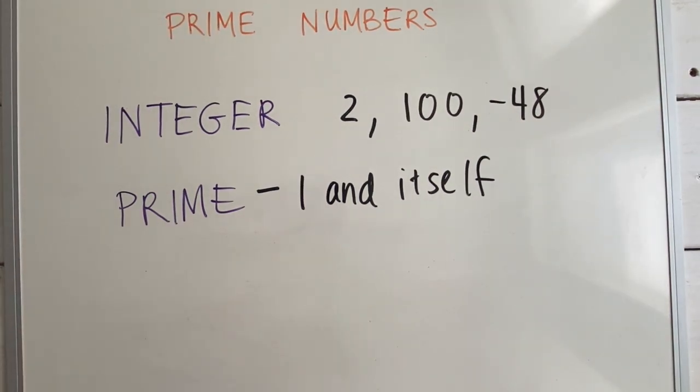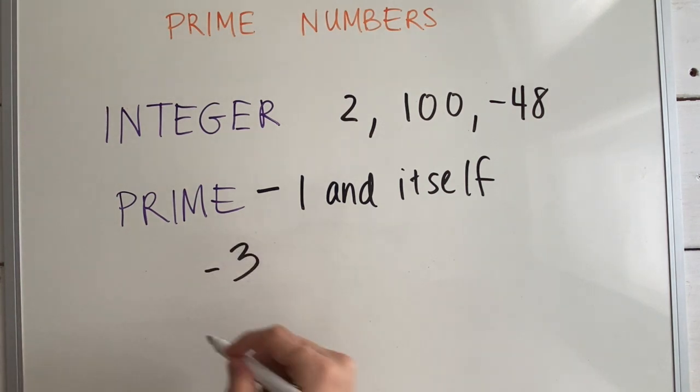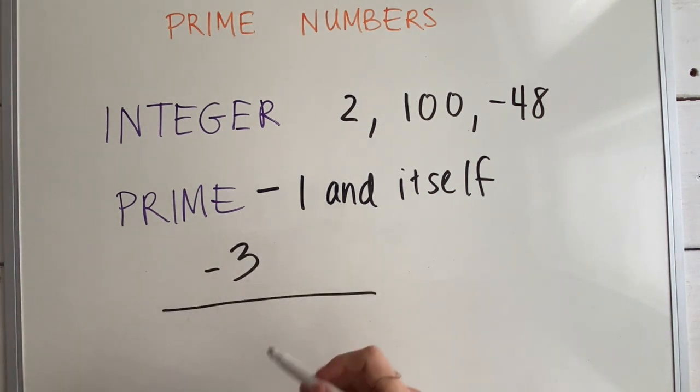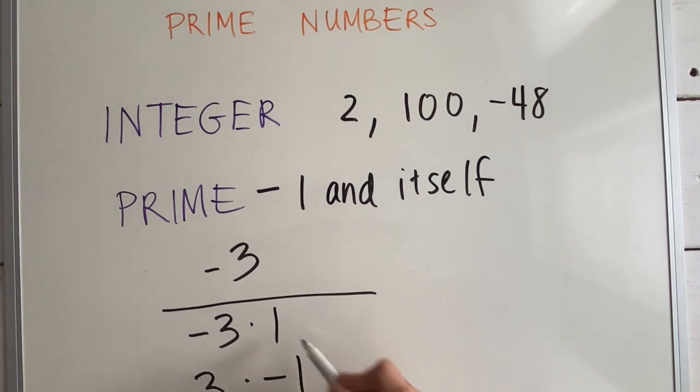Let's also take a look at a negative number to understand why negative numbers are not prime. If we take the number negative 3, when we think about possible factors of negative 3, we get negative 3 times 1 or 3 times negative 1. So right there we can see it has 4 factors and not just 2.